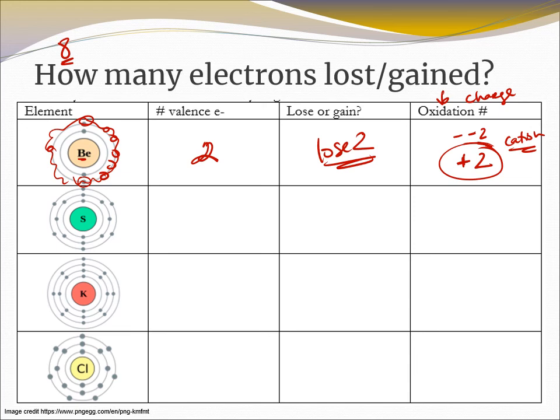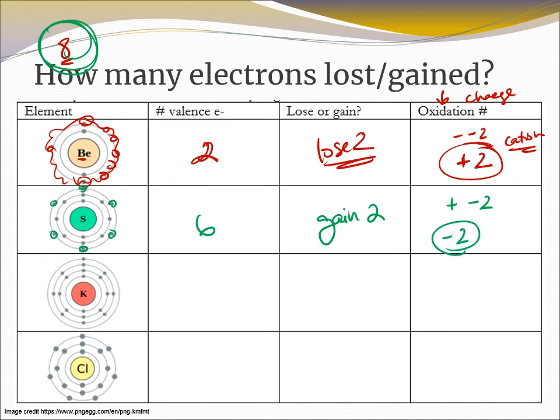Let's look at sulfur. So sulfur here has 1, 2, 3, 4, 5, 6 valence electrons. Do you think it's easier to get rid of 6 or find just 2 more? Yes, we're going to gain those 2 electrons to get to 8. Our octet rule of 8 is great. So when sulfur gains 2 electrons, we're going to add things that are negatively charged, 2 of them. That charge or oxidation state is going to be negative 2. Sulfur will become an anion.